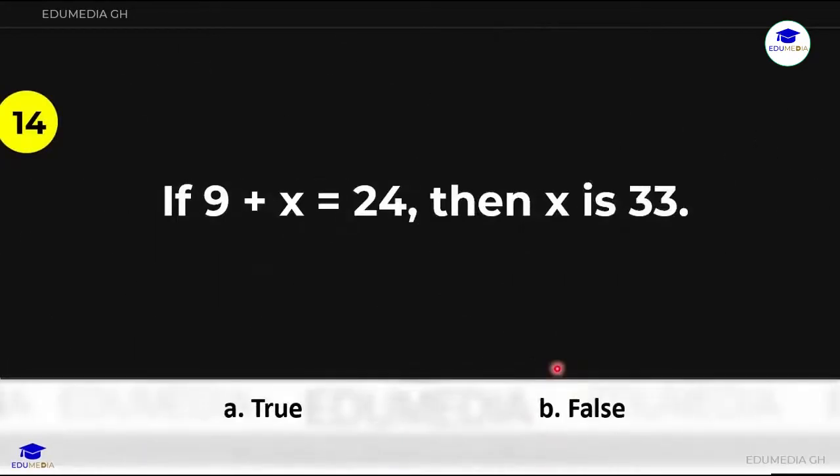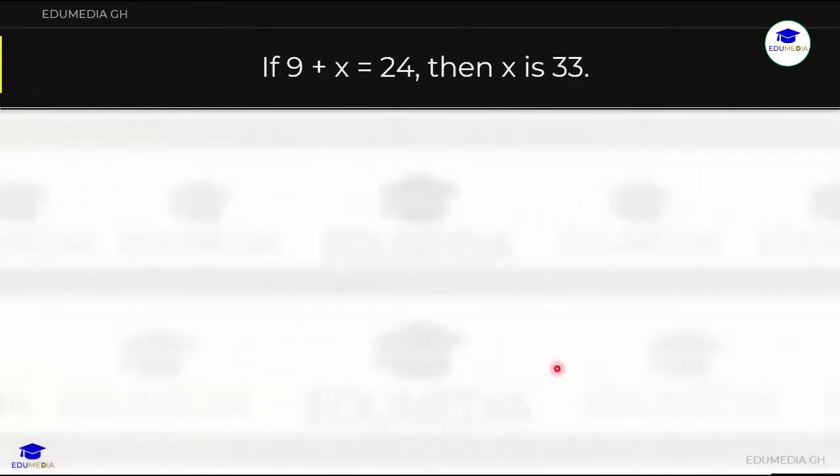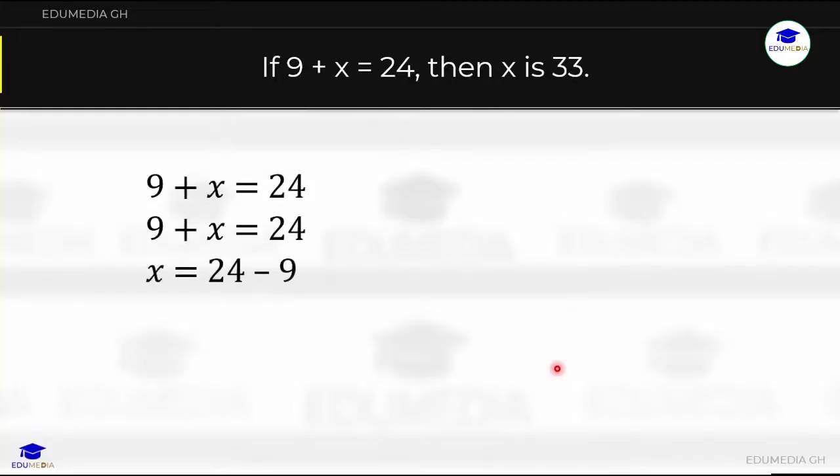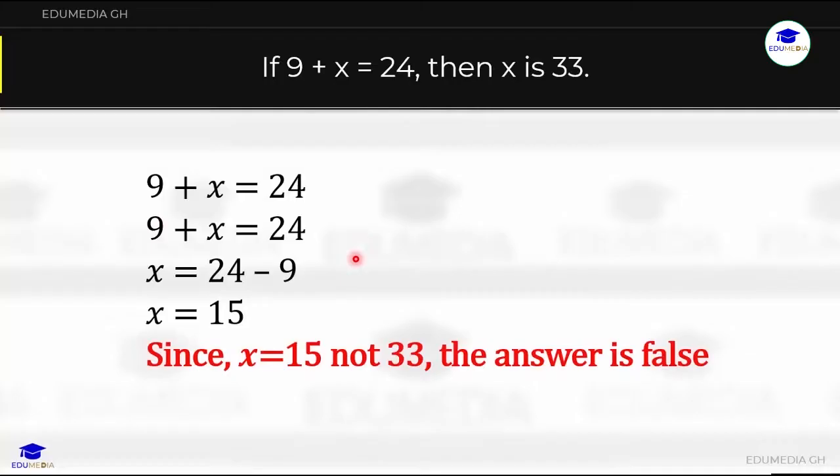Question number 14. If 9 plus x equals 24, then x is 33. To get this, all we need to do is to solve for the value of x. So we have 9 plus x equals 24. Doing the necessary grouping of like terms, moving 9 to this other side, we have x equals 24 minus 9. So we have x to be 15. This means that x is not 33. So since x is not 33, the statement is false.